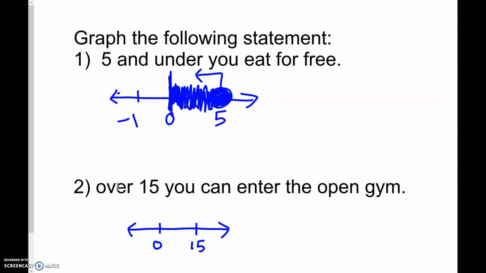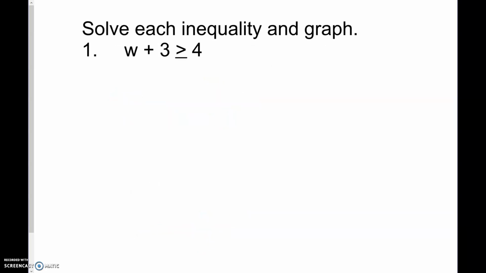It's over 15. So if you go in and say you're 15, you're going to go with the younger kids. So this one's going to be an open circle, and then we're going to shade to the right. All right, let's try some problems by adding, subtracting, multiplying, and dividing. So these are going to be basically the same as your equal sign. So some of you are going to want to draw this line down.